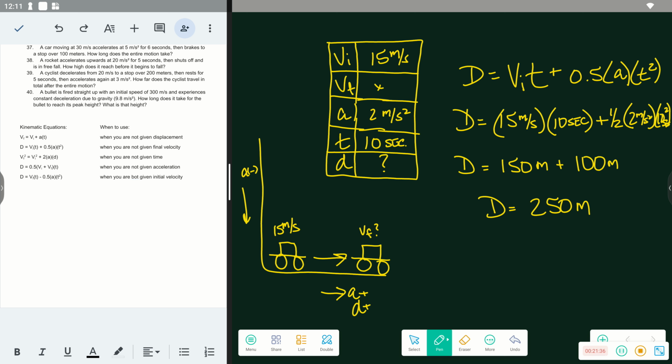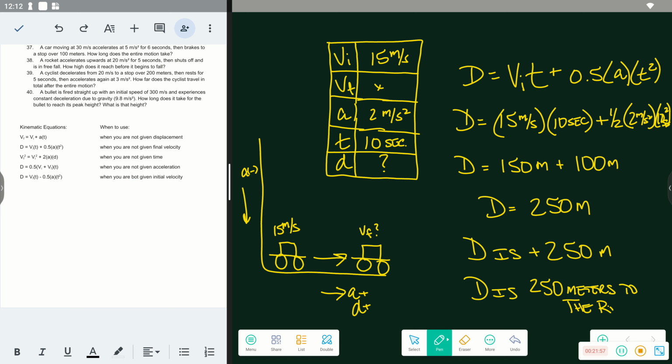There's two ways you can write this as a correct answer. You can say D is positive 250 meters, because that would be understood that it's going to the right, or the displacement is 250 meters to the right. Either one of those answers would be correct. Questions? Okay. So I'm going to skip around now.